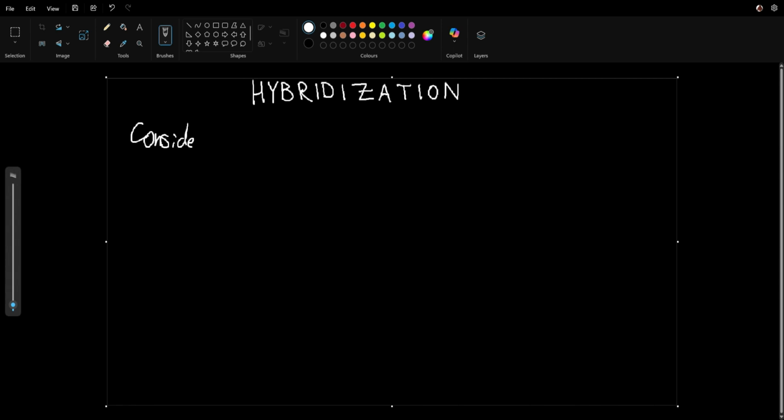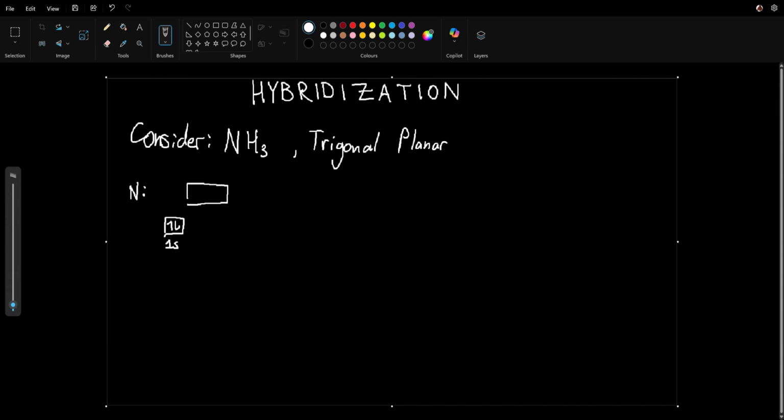So consider NH3, ammonia. So this shape, if we can think back to our VSEPR, it's trigonal planar. So nitrogen, its orbital box diagram looks like this. I'm just going to, again, ignore the first energy level. So we have 1s, and then our 2s is going to be here. And then we're going to add in our hydrogen orbital box diagrams.